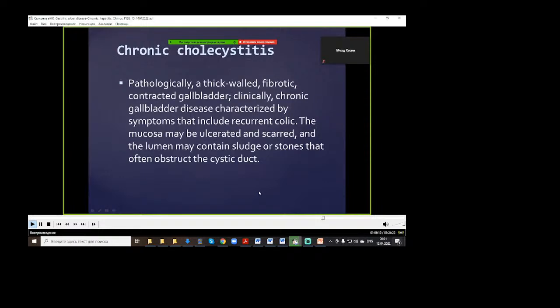Next, our theme, chronic cholelithiasis. Pathologically, a thick-walled fibrotic contracted gallbladder. Clinically, chronic gallbladder disease is characterized by symptoms that include recurrent colic, hepatic colic. The mucosa may be ulcerated and scarred, and the lumen may contain sludge or stones, gallbladder stones, that often obstruct the cystic duct.